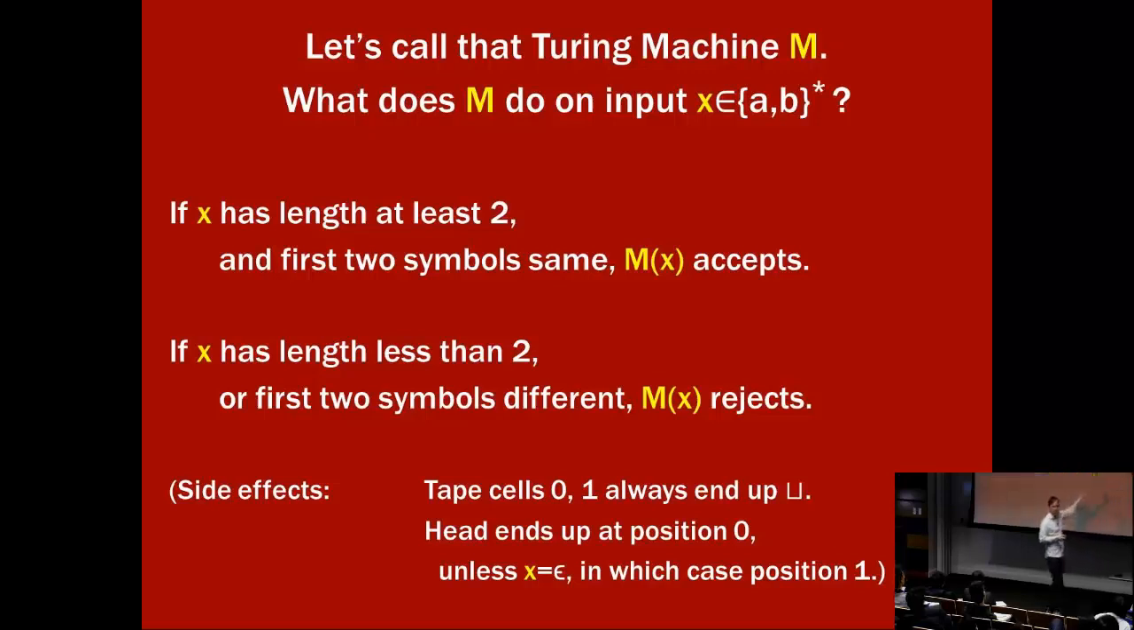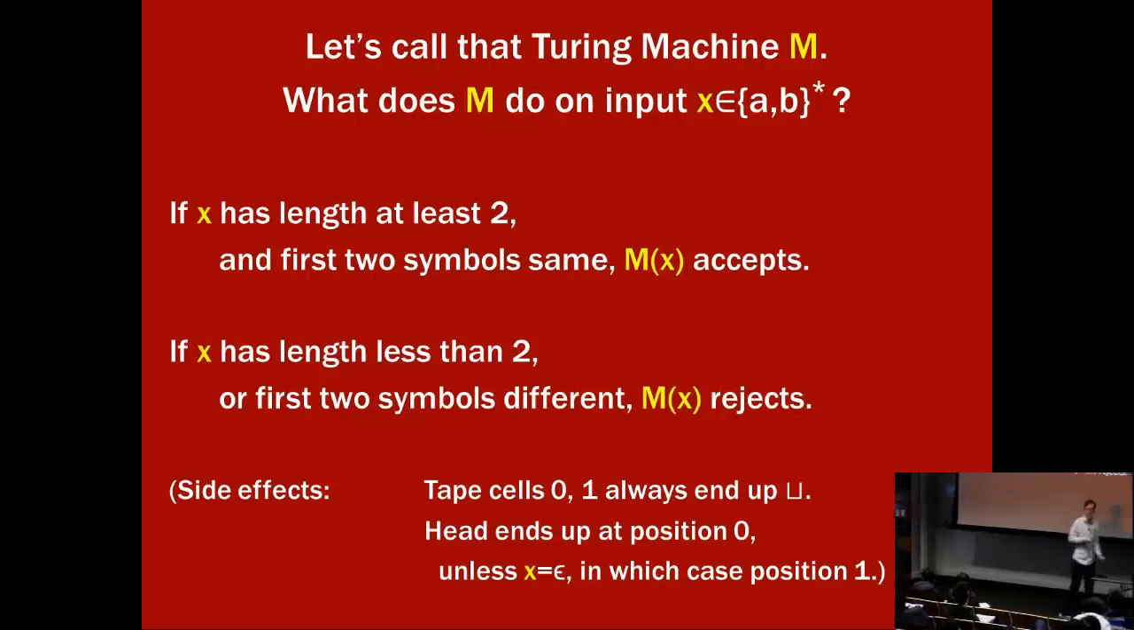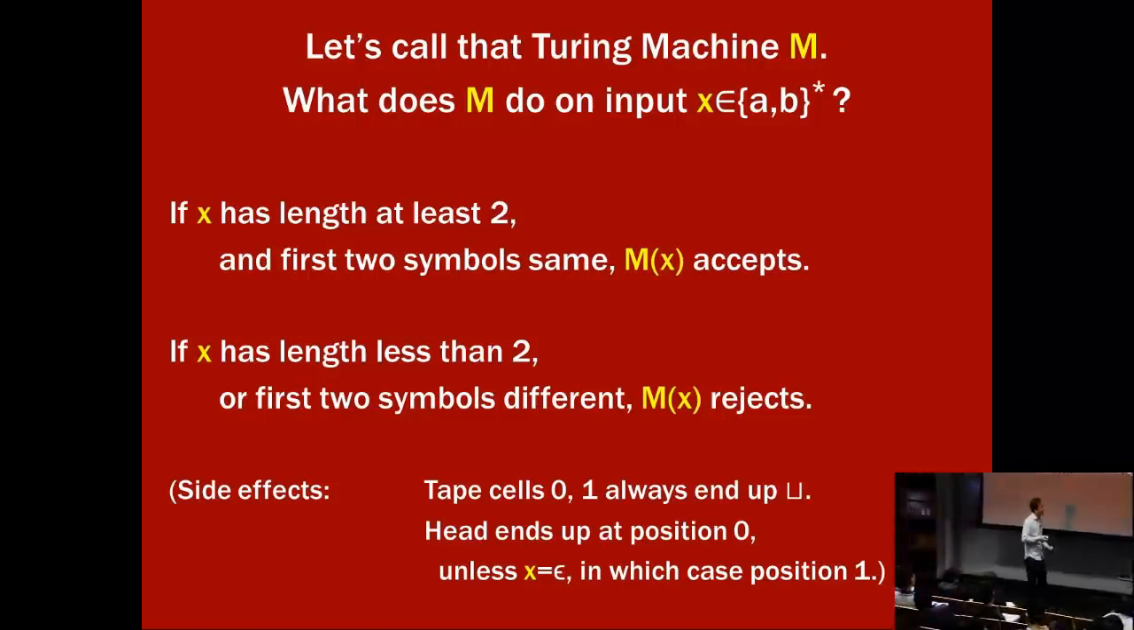So let's call that particular machine that we just saw M. And what does it do when the input is some string x? Well, what we just argued is that if the length of the string is at least 2, and the first two symbols are the same, then it accepts. And it rejects otherwise. So if the length is less than 2, or the first two symbols are different, it rejects.